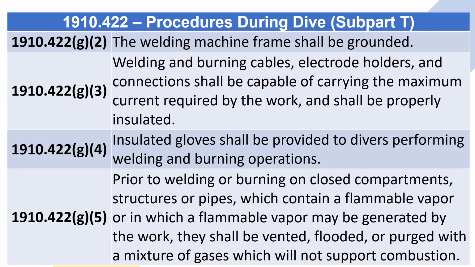1910.422 G.5 Prior to welding or burning on closed compartments, structures, or pipes, which contain a flammable vapor or in which a flammable vapor may be generated by the work, they shall be vented, flooded, or purged with a mixture of gases which will not support combustion.